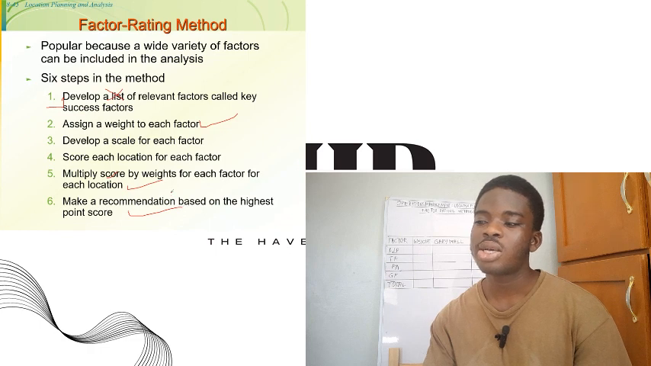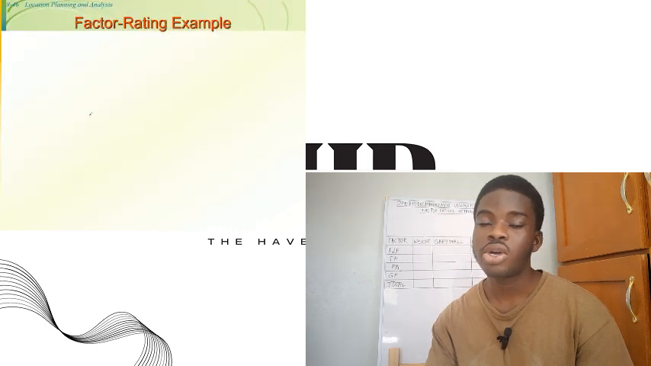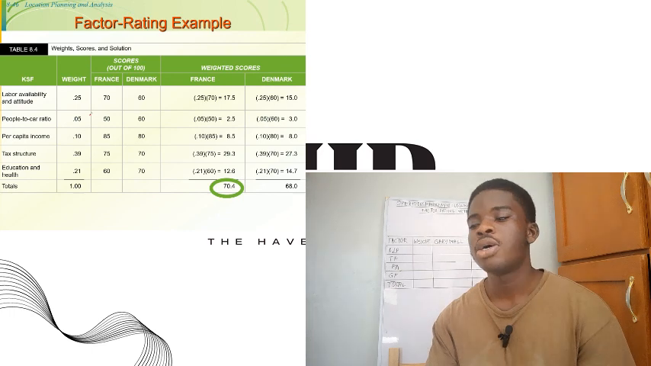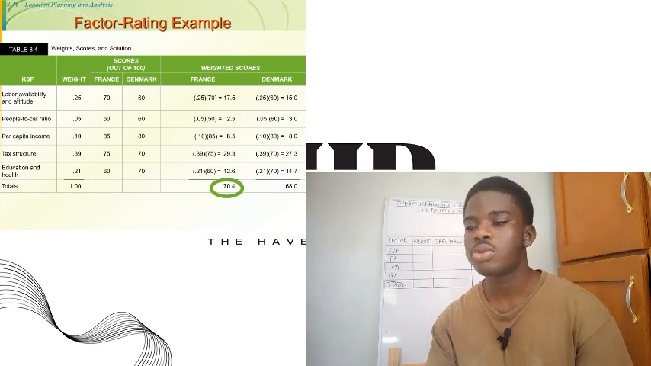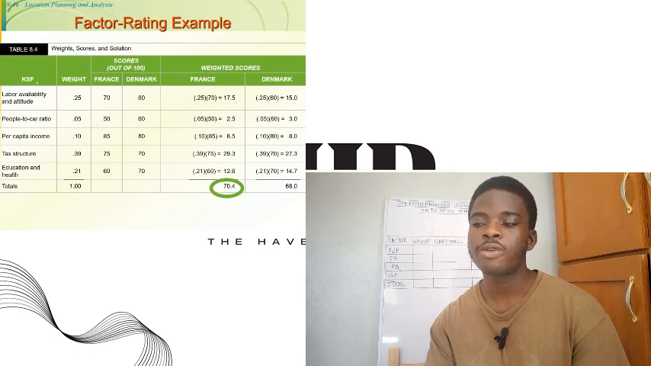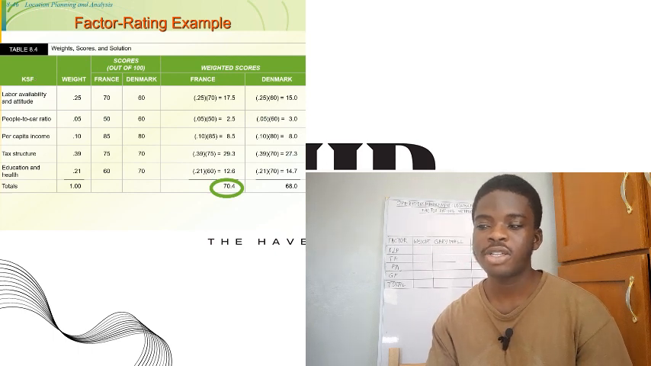So let's look at this example. This one is already solved, so we just analyze it quickly, then we solve an example for ourselves. Labor availability and attitude. So these are the key success factors. These are the factors: 1, 2, 3, 4, 5. There are 5 factors.